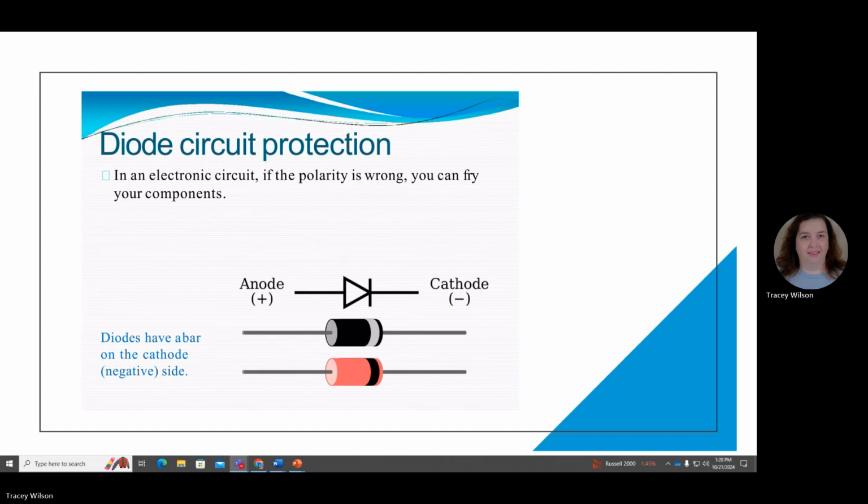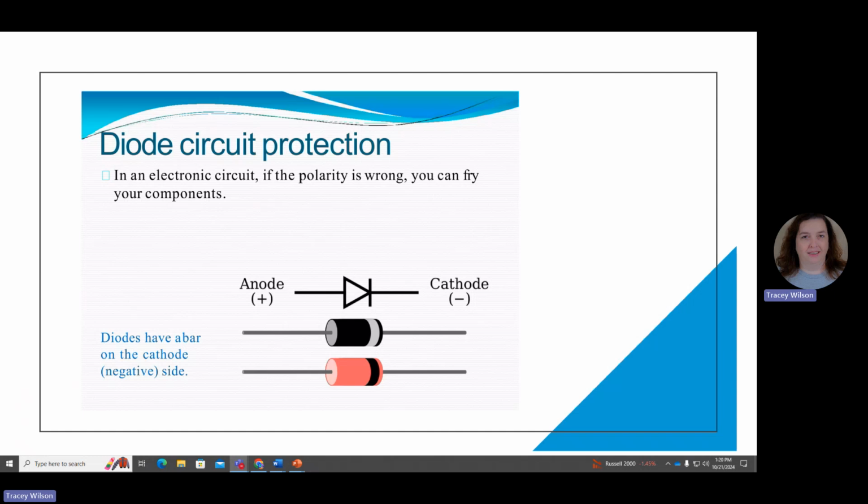So we use diodes for circuit protection. We keep the polarity. We always want to be very careful with polarity because if you don't have the polarity right, you're going to fry something eventually. If you don't do it on the initial connection, you're going to do it very quickly.